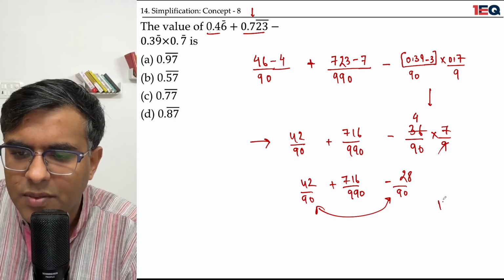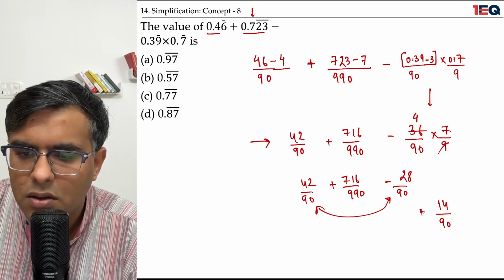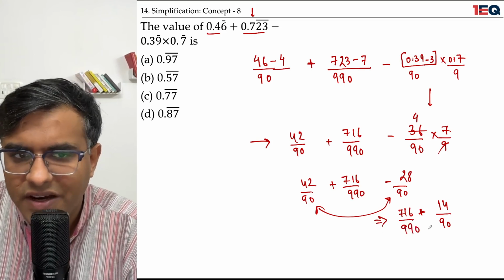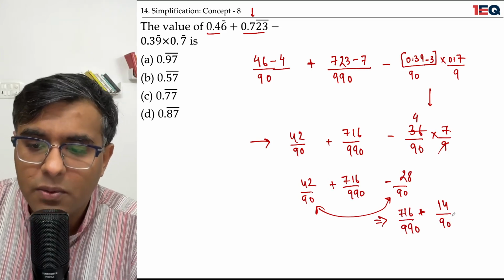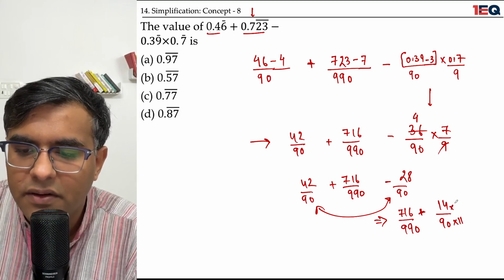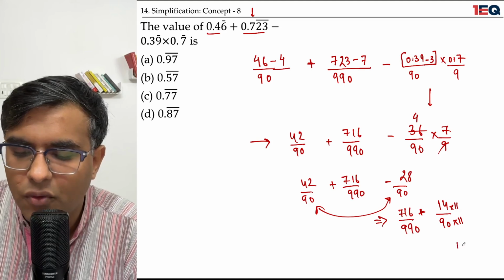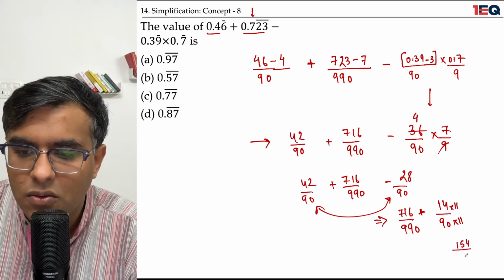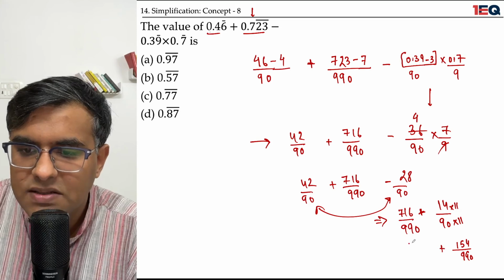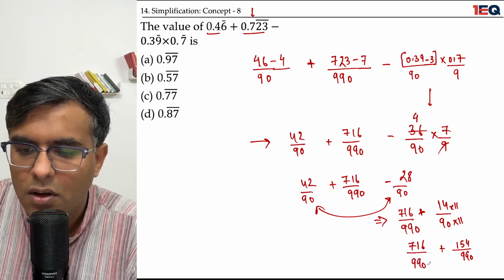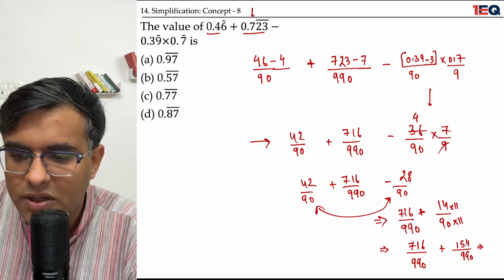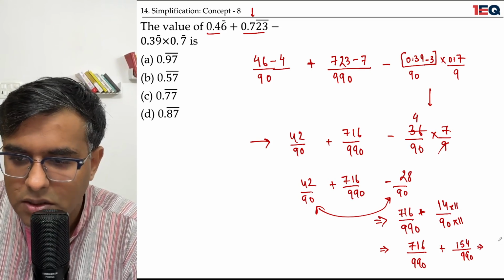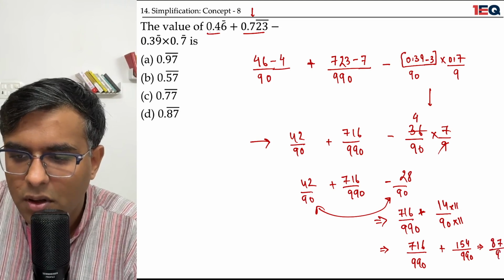So 42 minus 28 gives me 14 upon 90 plus 716 upon 990 is my final call. To ease down on my calculations, I would multiply an 11 in the denominator and an 11 in the numerator. So 11 into 14 is equal to 154, and 90 into 11 is equal to 990, plus 716 whole upon 990. These two denominators are common, so it would ease down on my calculation. So it would come down to 870 upon 990.